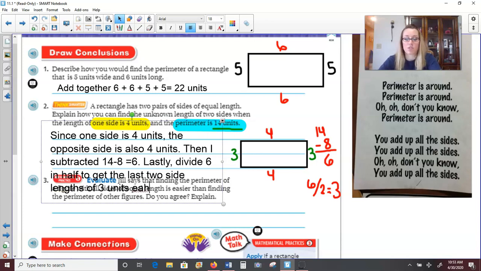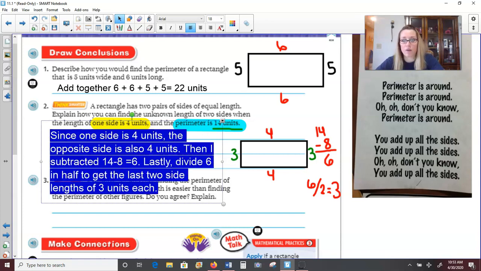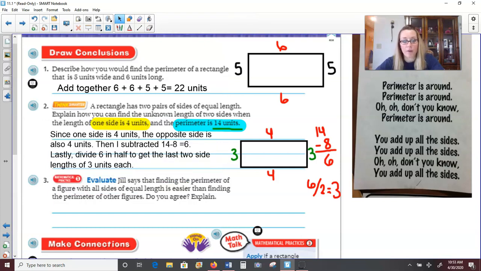3 units each. And this might not be the best way to explain it, boys and girls. Maybe you have another way of explaining it. Showing our work also helps to explain what we did. And so that's why it's important to always show our work as well.